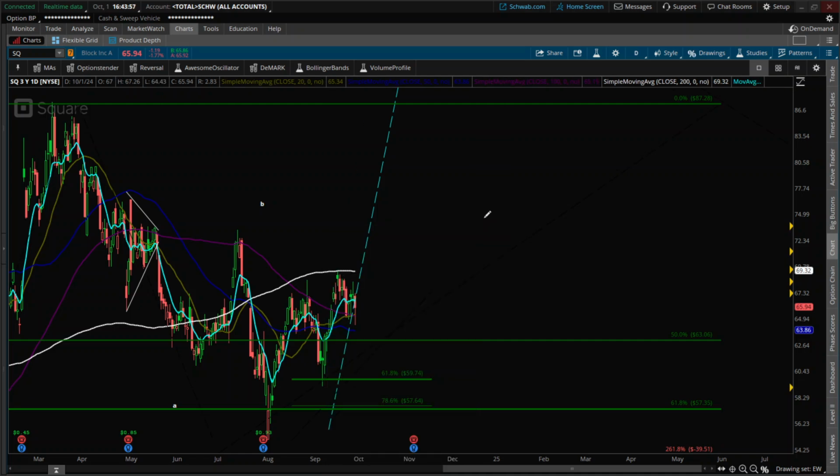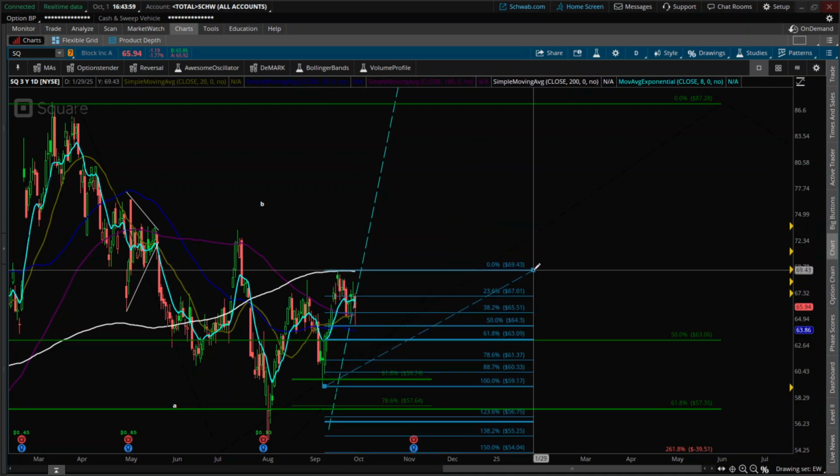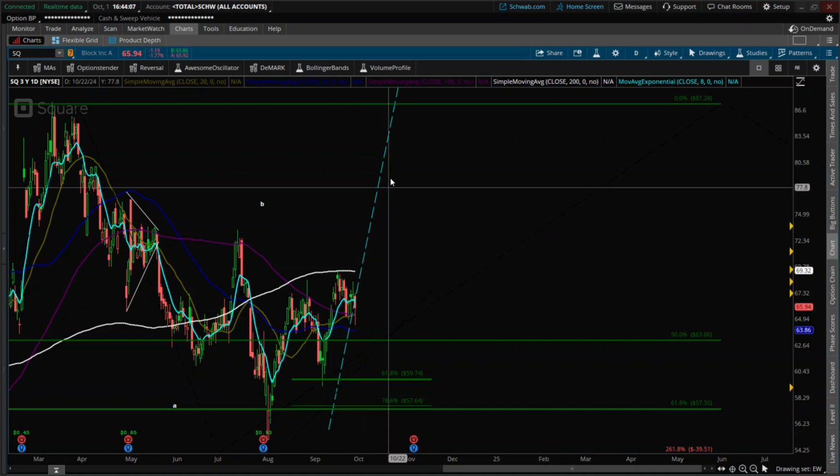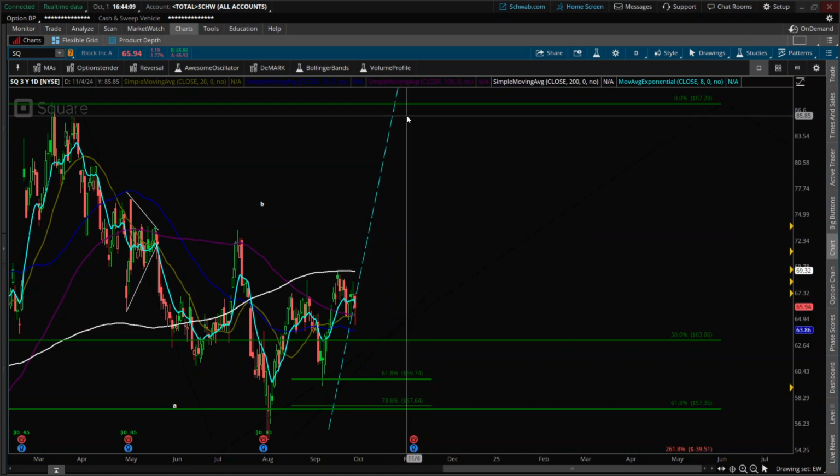So let's measure that out, top to bottom. And yes, tag the 50% there. And I'm not going to leave that on there. So again, we have a 1, 2, 1, 2 setup. And this should be very, very impulsive.